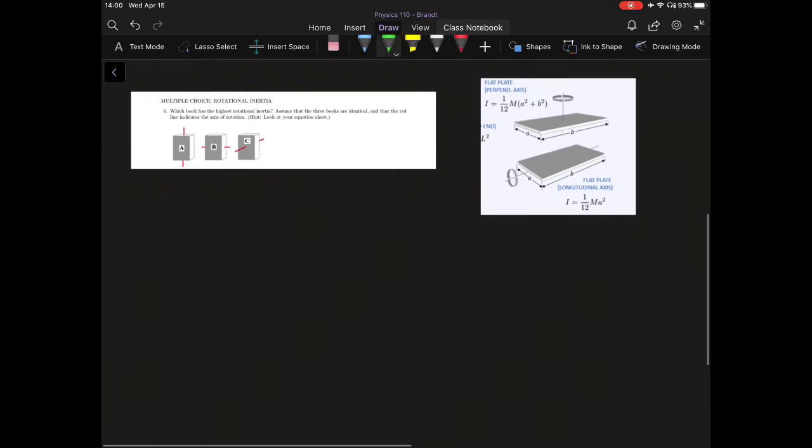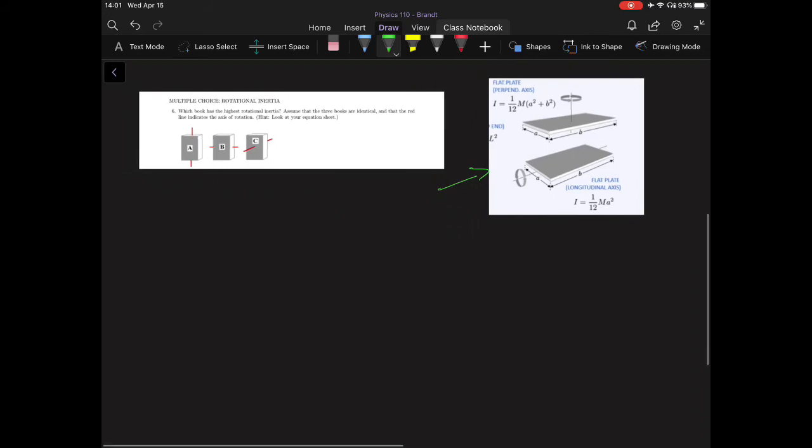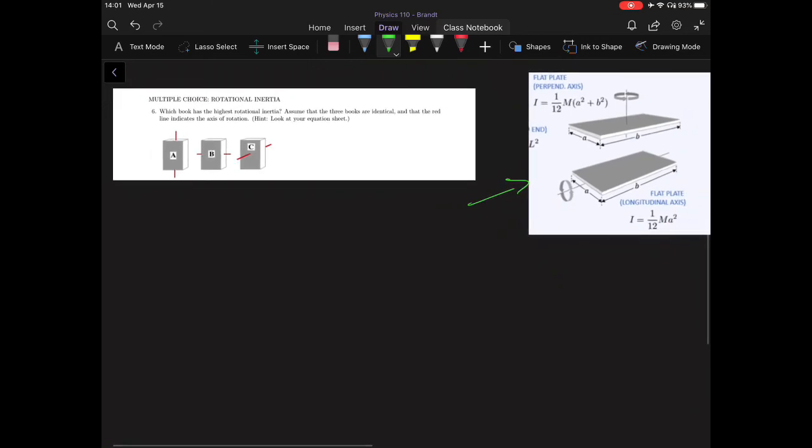All right, for our last problem here, problem 6, we're looking for rotational inertia, that moment of inertia that we're trying to find. So we're trying to find I. And if you look on your equation sheet, you should see something that looks similar to this. Those flat plates are approximately similar to a book, where the dimensions are far greater in 2 of the dimensions than that third one. So if we take a look at our books here, we'll just label this as A.